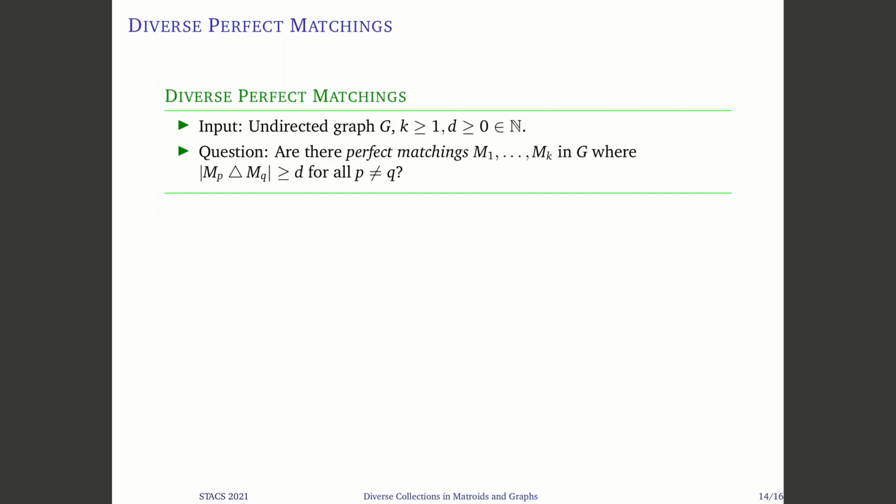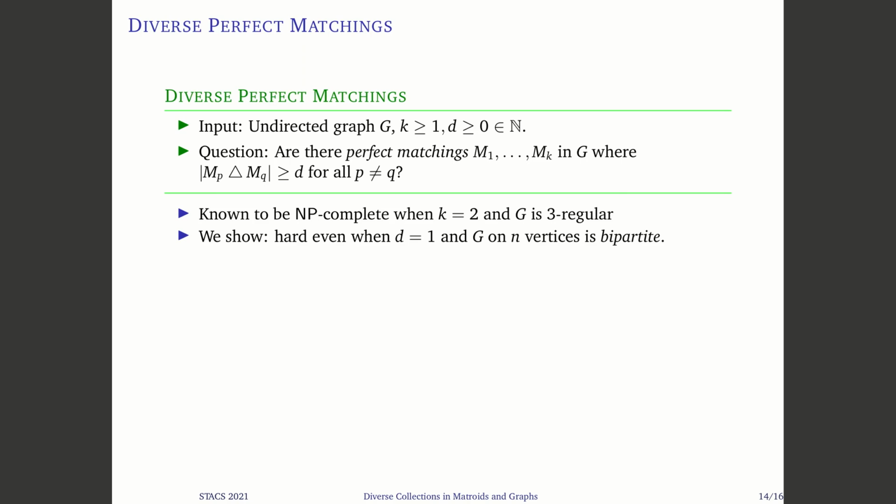Finally, we look at diverse perfect matchings. Here the input is no longer a matroid but a graph, and we are looking for perfect matchings which are diverse. This is known to be NP-complete even when we are looking for just 2 perfect matchings and the input graph is 3-regular. We show that it's in fact harder in some sense.